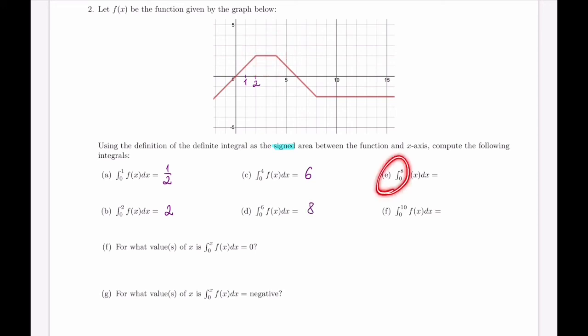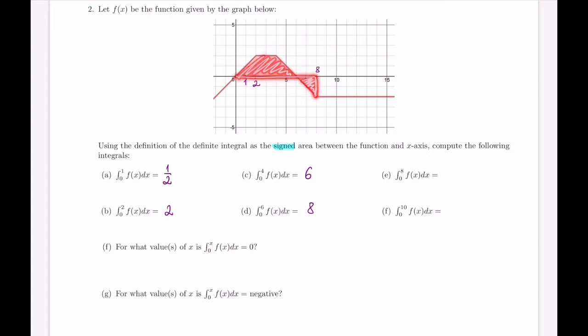Now, the next one is where it gets more interesting. 0 to 8. So 5, 6, 7, 8. Now I have to count the area covered between 0 and 8. We notice that this area will be counted positively, whereas this area will be counted negatively. And we're going to have to make sure that this is taken care of.